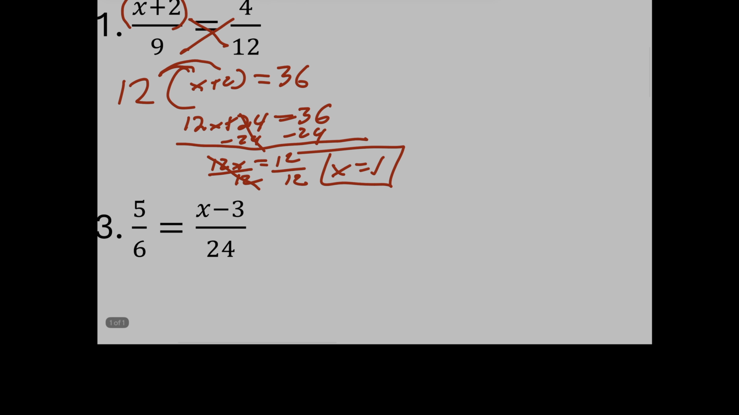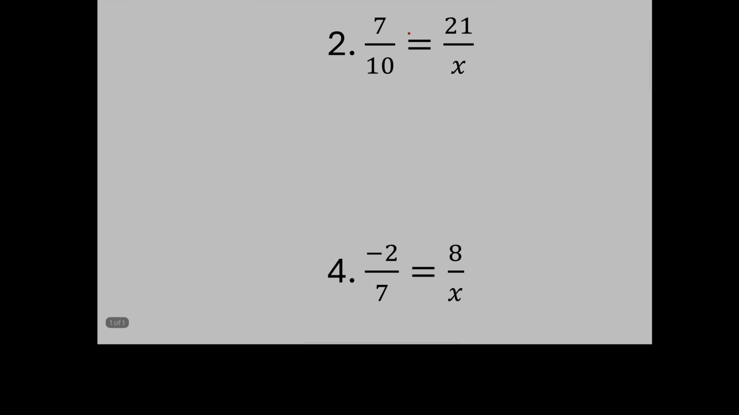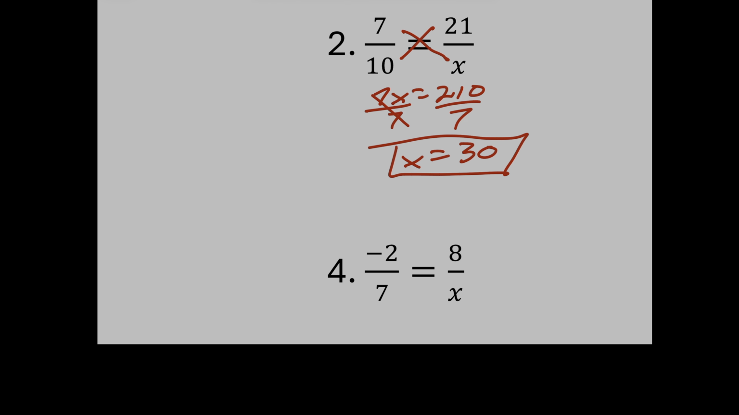All right, let's go on to number 2 over here. I'm going to cross multiply these, and I'm going to get 7x equals 210. Once I divide each side by 7, I just get x equals 30. 7 goes into 21 3 times and 0 0 times.